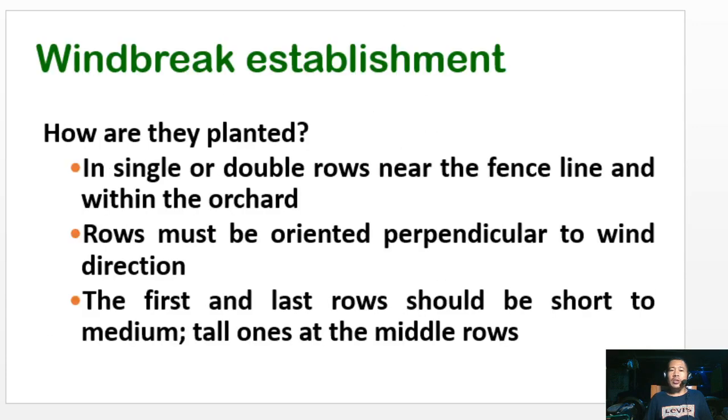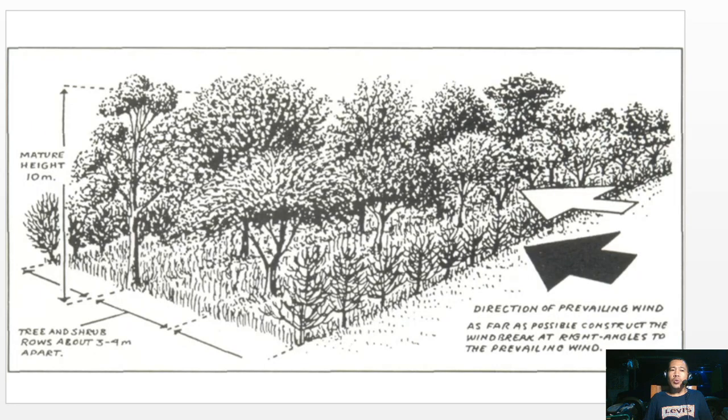In establishing your windbreak, the trees can be planted in single or double rows near the fence line and within the orchard. Rows must be oriented perpendicular to wind direction, nakasangga sa hangin. The first and last rows should be short to medium, with tall ones at the middle rows. So this is how to plan your windbreak.